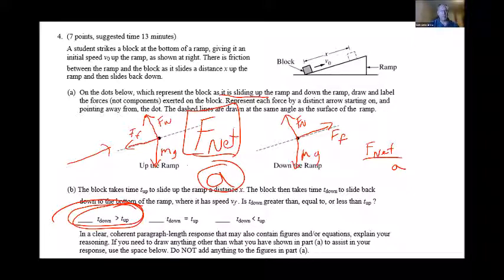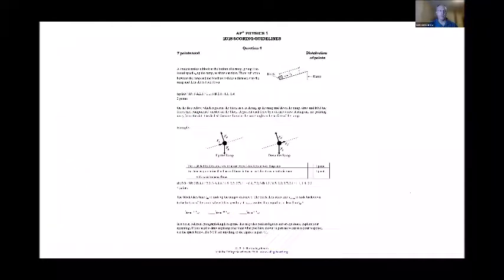On the way back down, because friction and the parallel component of the weight are acting in opposite directions, the net force is smaller, the acceleration is smaller, which means it takes longer to cover the same distance than it covered on the way up. Another way of saying that is that the average velocity on the way up is greater than the average velocity on the way down. So let's look at the grading rubric on this one.